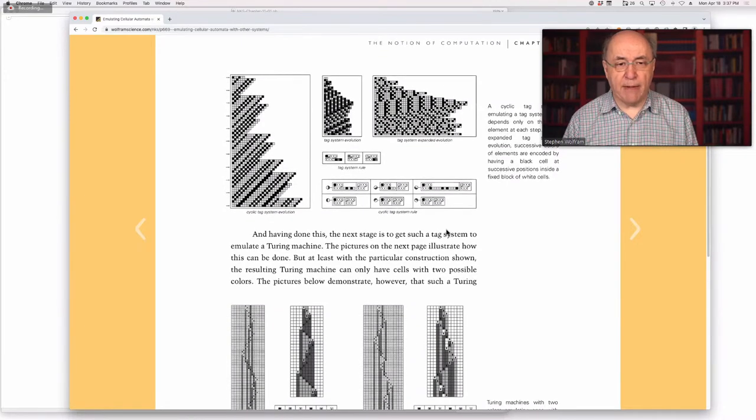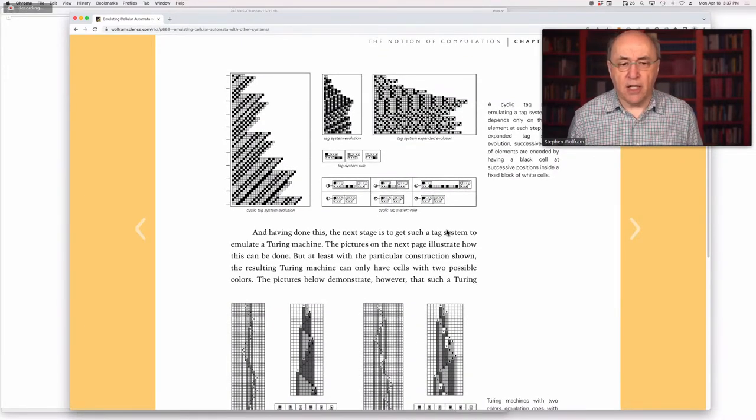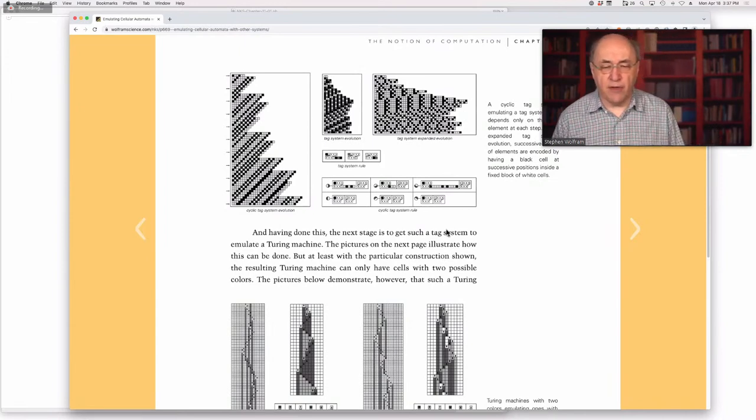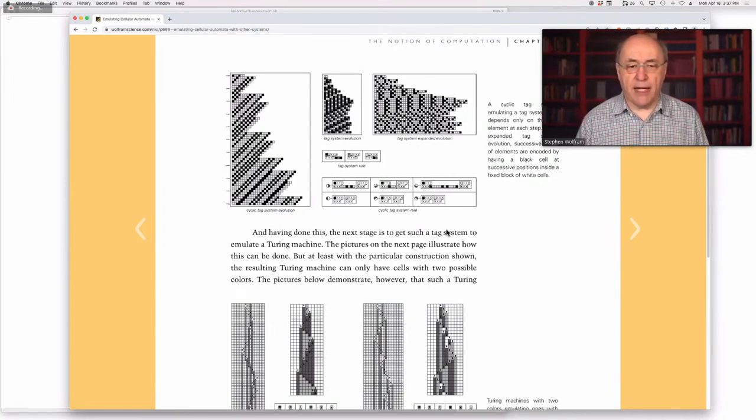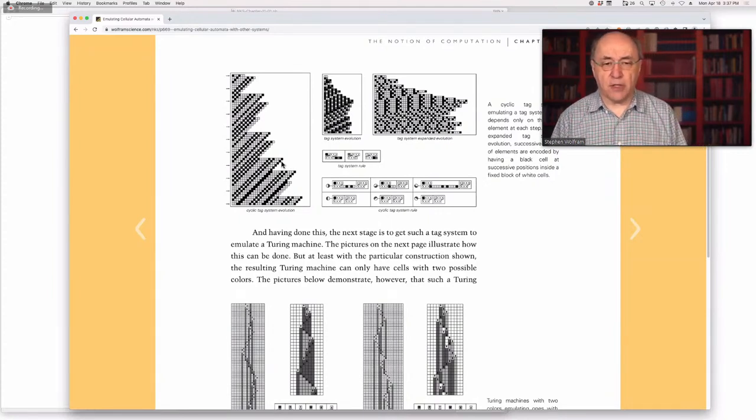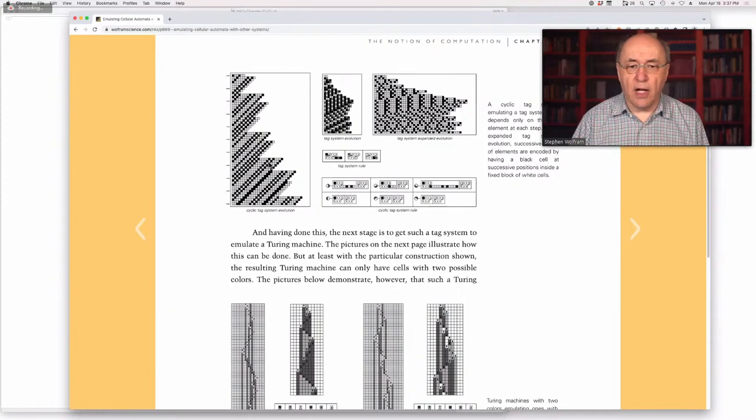What else do we have here? Oh boy, we're keeping on going. This is a cyclic tag system. Remember, these are tag systems that are very, very minimal. They're so minimal that you can actually make a piece of rather mechanical hardware very easily that does a cyclic tag system operation. And the cyclic tag system just knows what phase it's in. And based on that phase, it looks at the first cell and then adds or not something at the back of the string based on that first cell. And this is showing how a cyclic tag system can emulate a tag system.